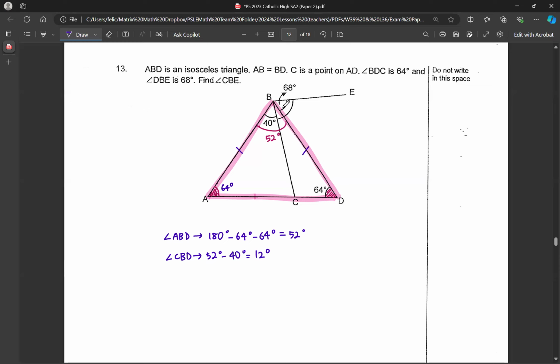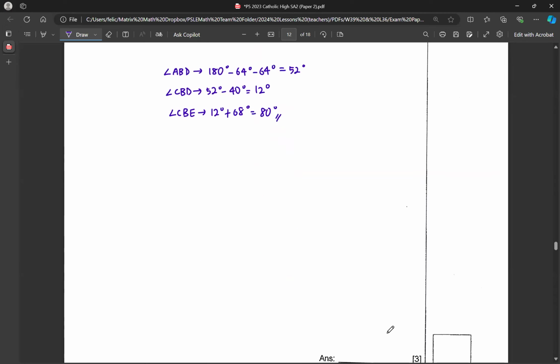Now I also have 68 here. So now finding CBE is easy. CBE is this wide angle made up of these two angles, made up of my 12 and 68. So to find angle CBE, I can just use my 12 degrees plus the 68 degrees right next to it. So this is my answer, 80 degrees.